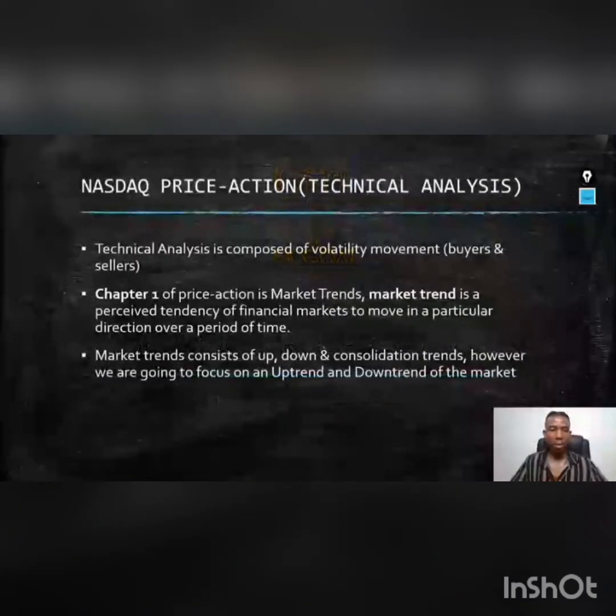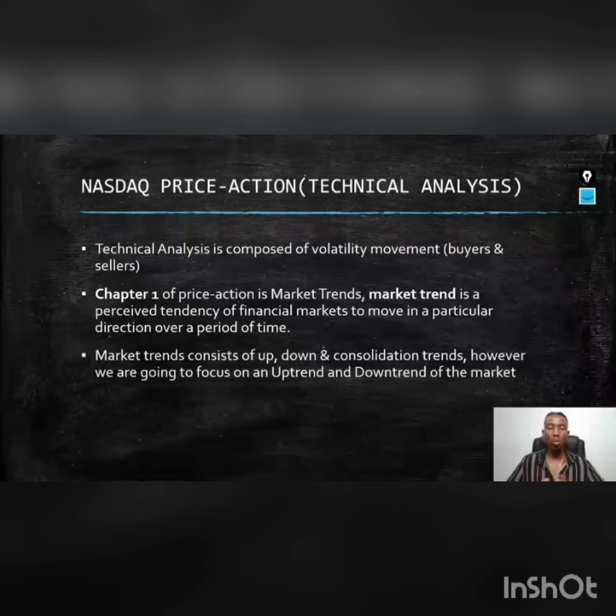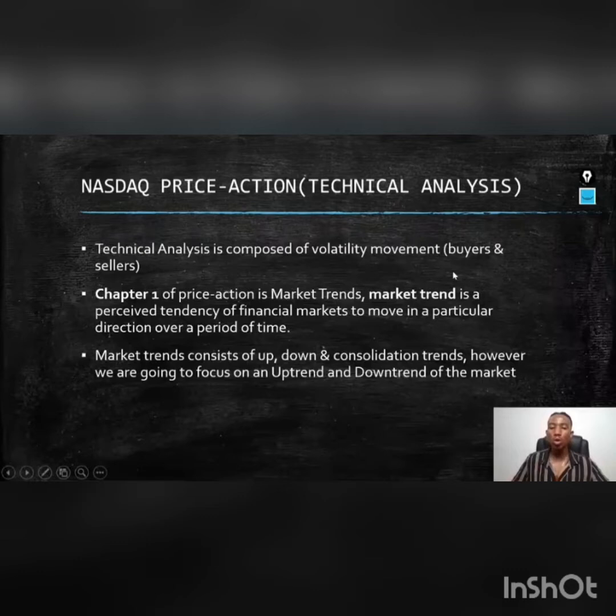So firstly, I'm going to start with Nasdaq price action. So what is Nasdaq price action? Nasdaq price action is also known as technical analysis, meaning you can think of technical analysis as composed of volatility movement, meaning it is controlled by buyers and sellers. Every time you see buying and selling, when the market goes up and down, that is what we call a volatility movement, which leads to technical analysis.